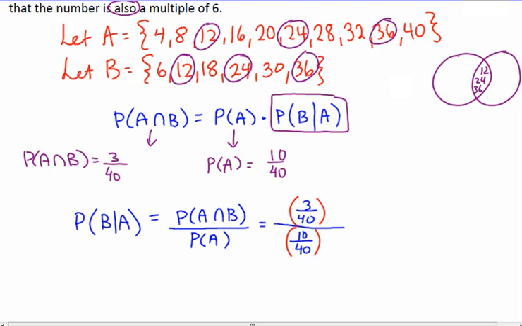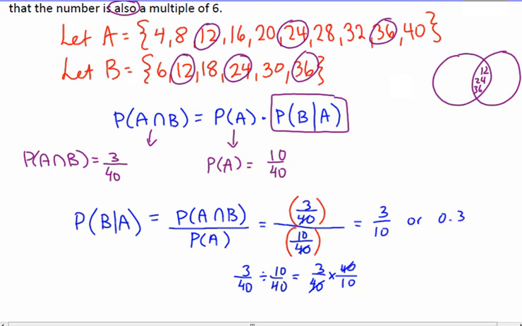So what is equal? A little hint. When the bases are both the same in both fractions, they're both going to cancel out, because you're doing 3 over 40 divided by 10 over 40. Remember, when we divide fractions, we multiply by the reciprocal. And so these reduce out, so it's going to give you 3 over 10 or 0.3.